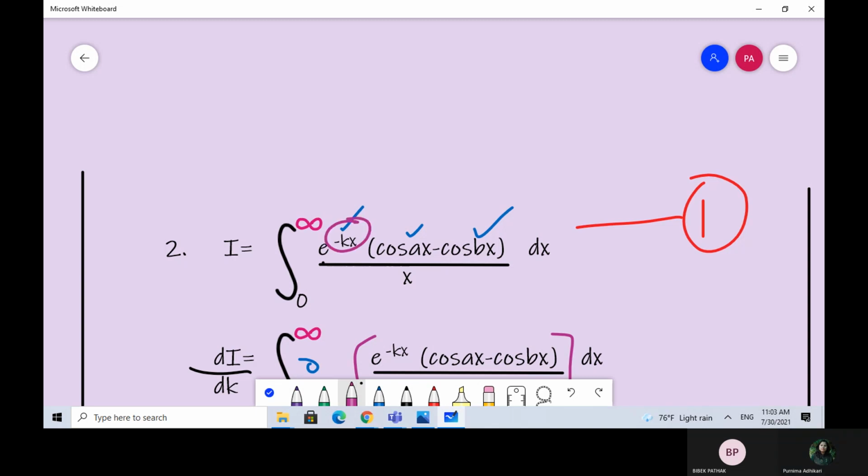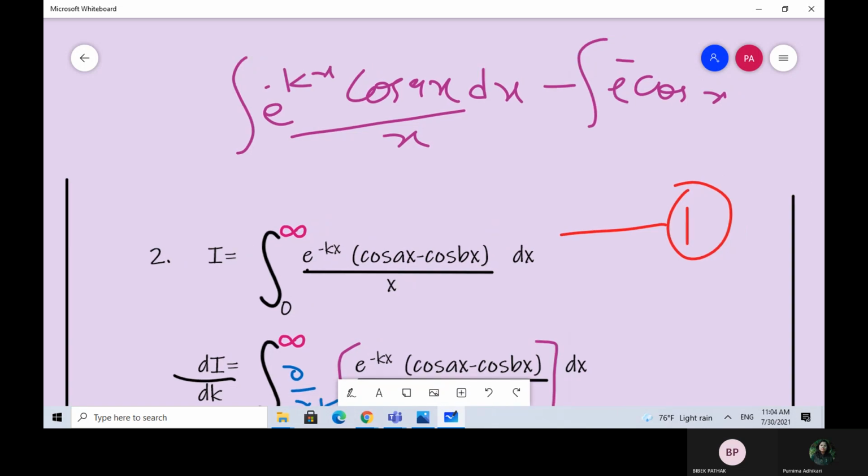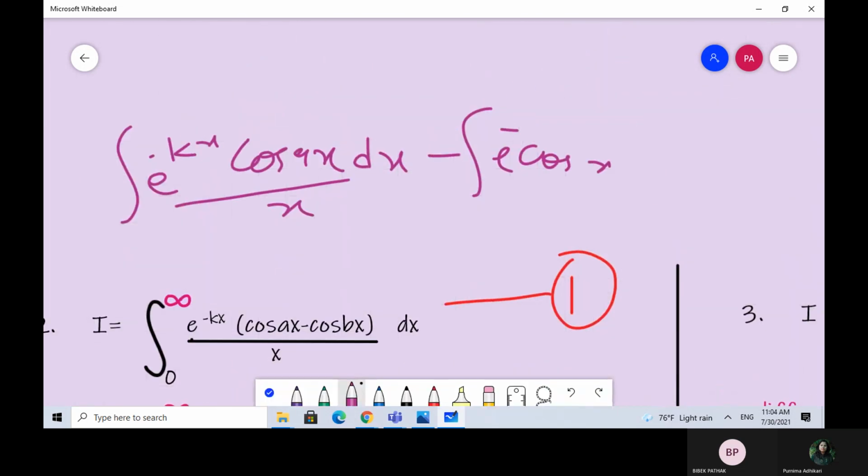K is a common term, isn't it? It is multiplied with both. If you go for a, b won't be useful; if you go for b, a won't be useful. Okay, so let's differentiate with respect to k. You can write it this way: e to the power minus kx cos ax divided by x dx, and your second integral will be e to the power minus kx cos bx divided by x dx.